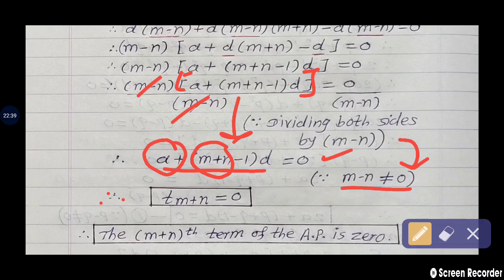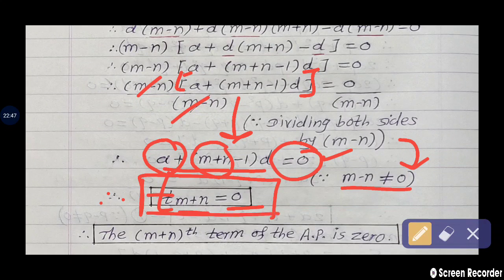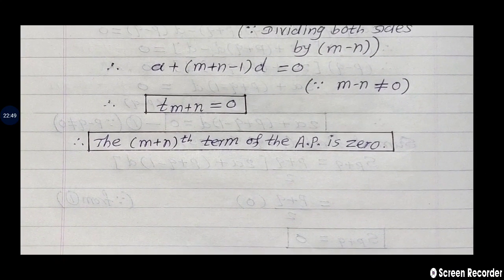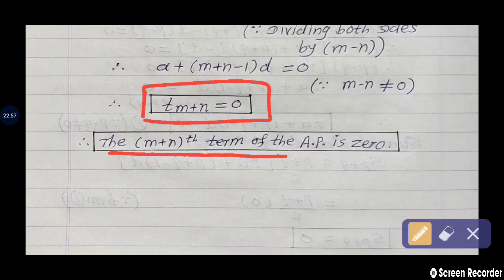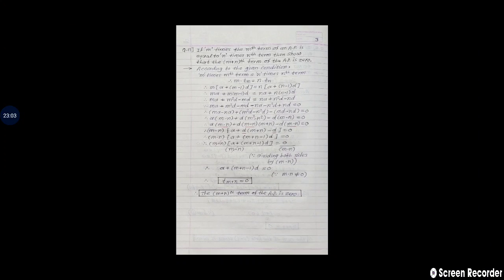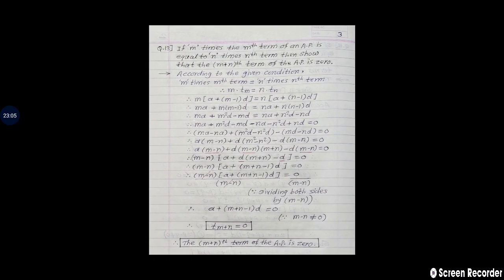So this is the formula of T m plus n, and the right side is already 0, so we are showing this, and then at the last, we write our final answer. What is the meaning of T m plus n equal to 0? The m plus nth term of the AP is 0. In this way, we write the answer of these "show that" questions.